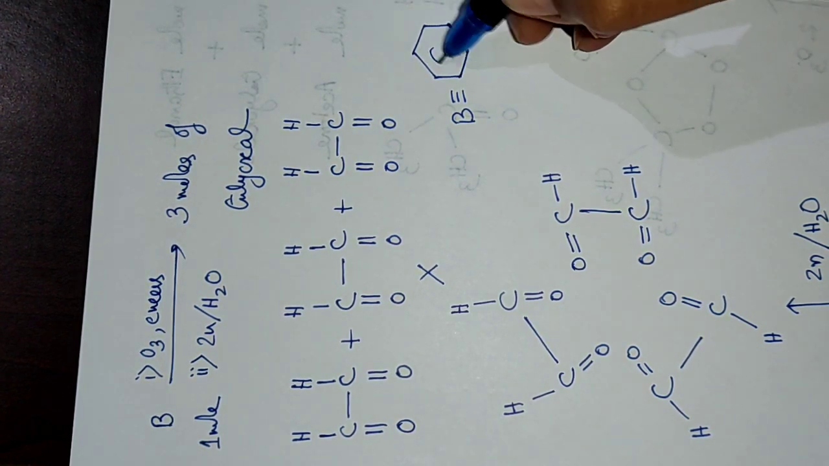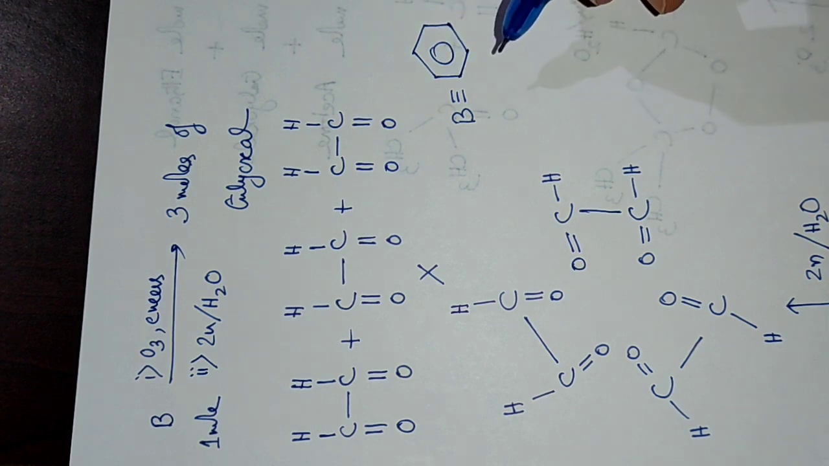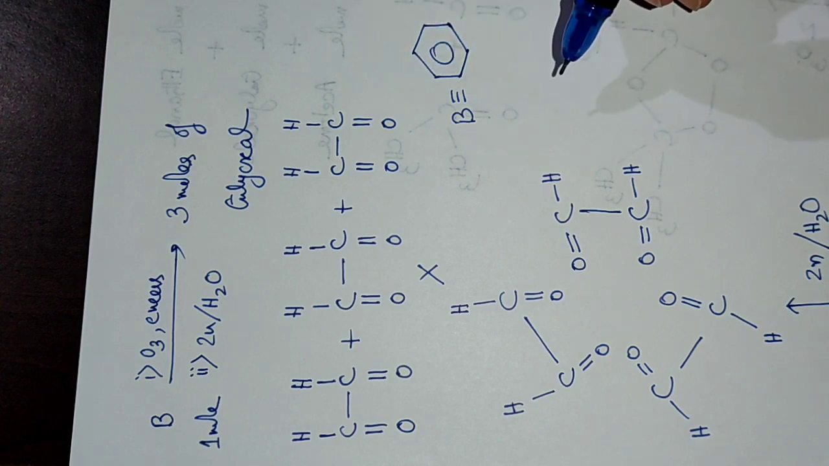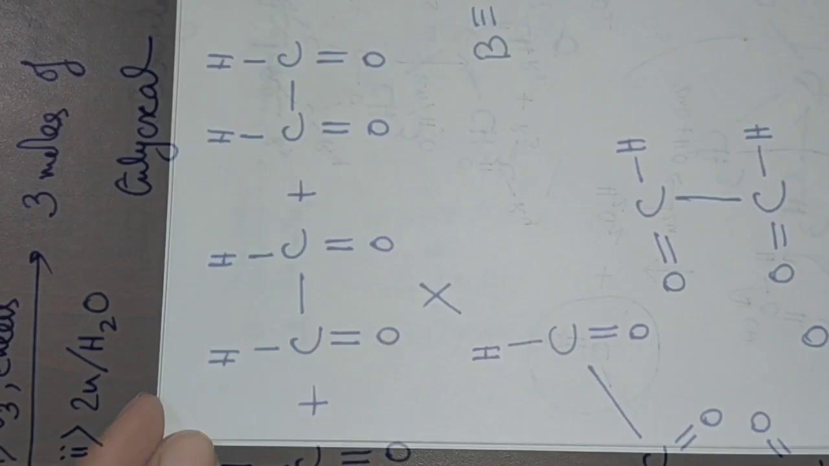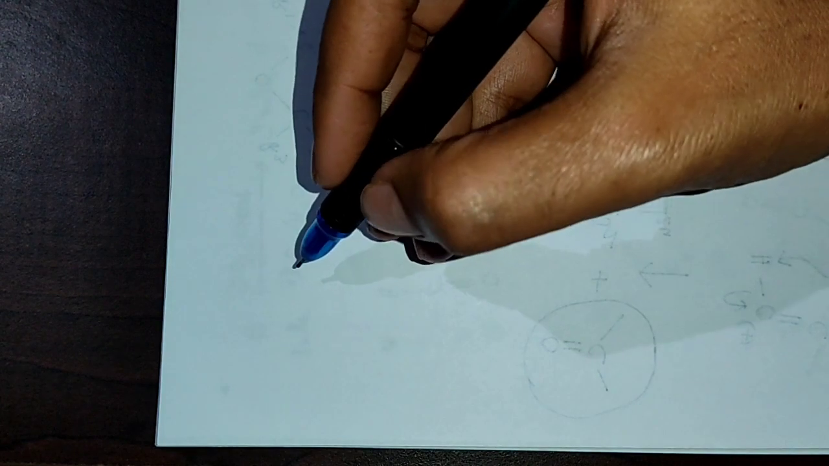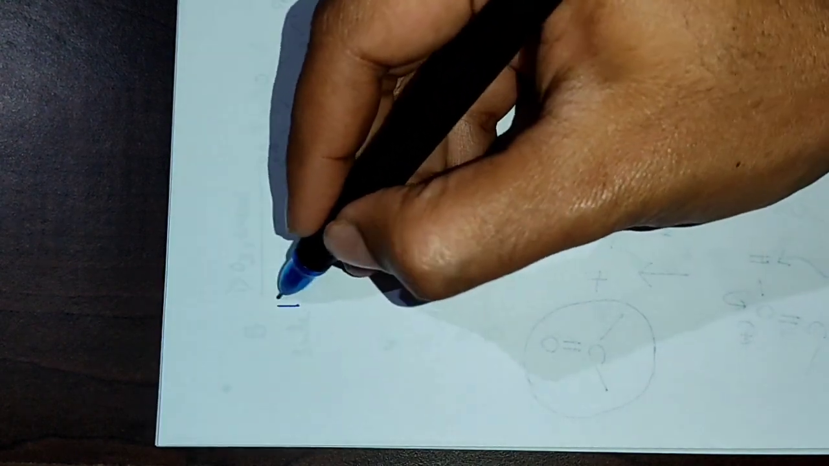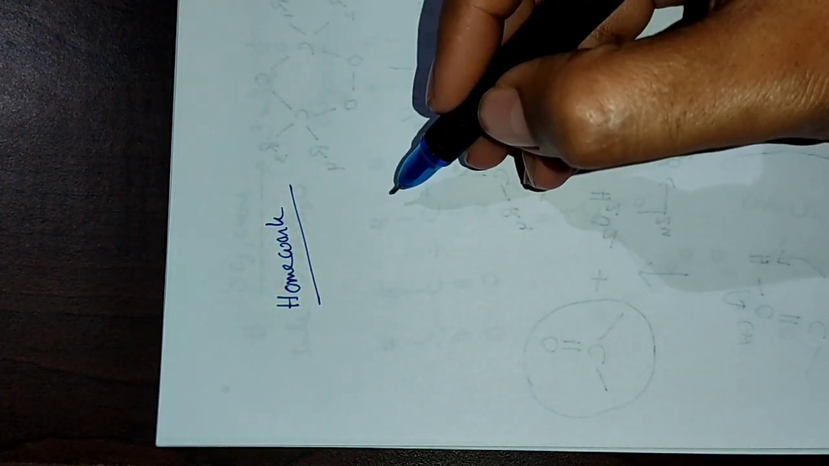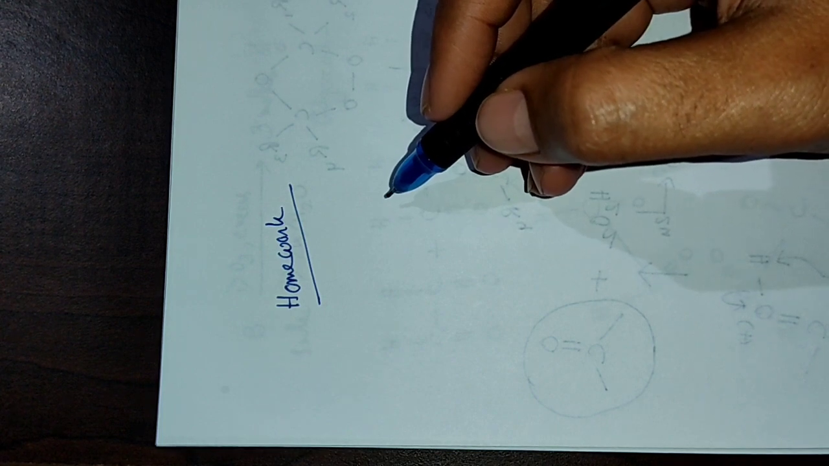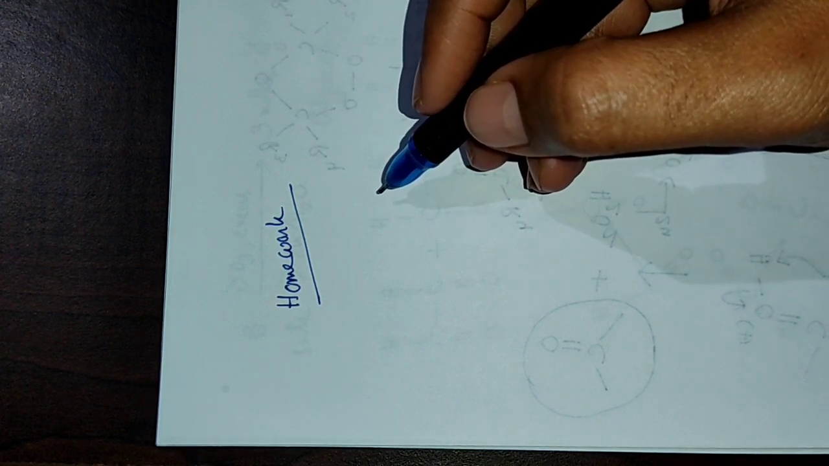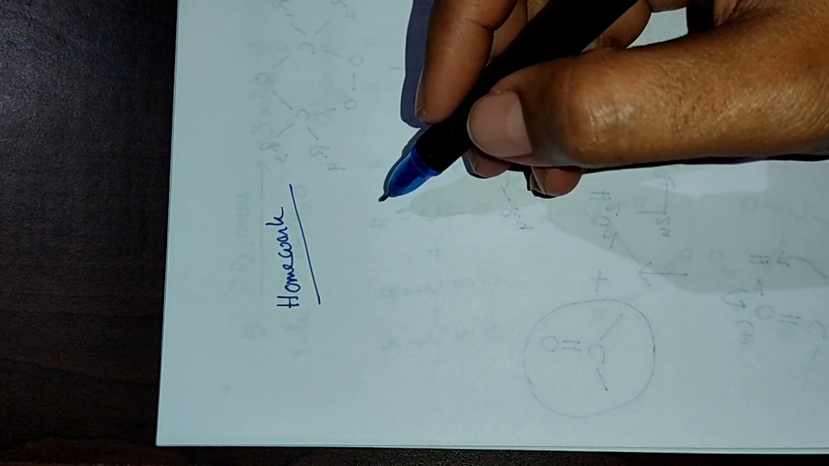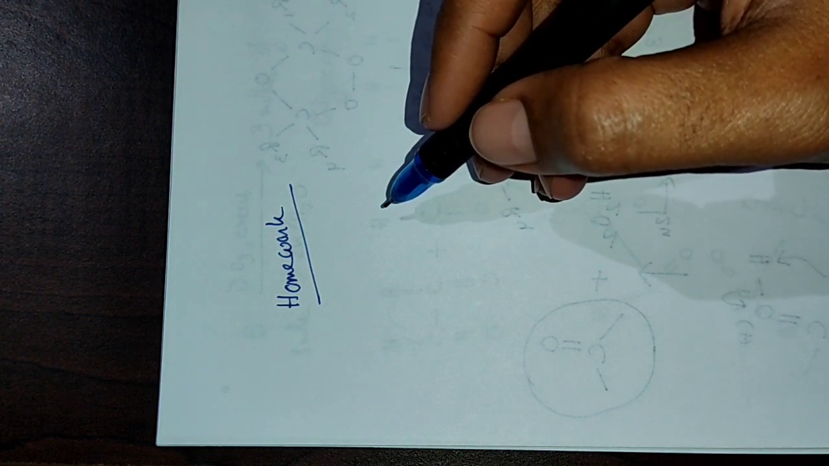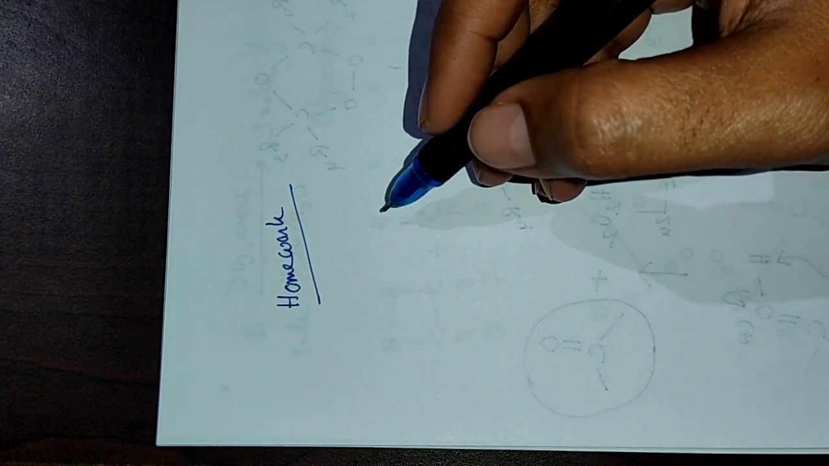So in this way we can determine or predict the structure of any substance with the help of the ozonolysis reaction. Now there will be a homework for you. Solve it on paper, take a clear image, upload it in your drive, and then post the link, keeping the link sharing option turned on, in the comment section.